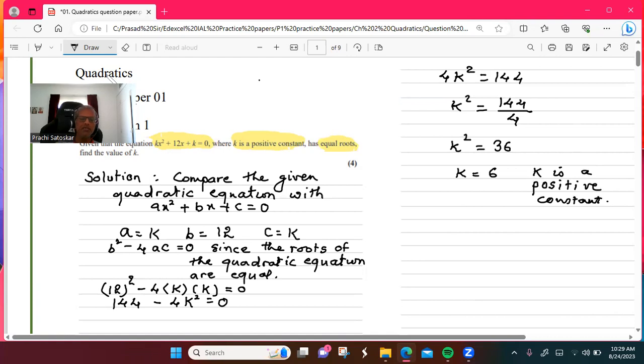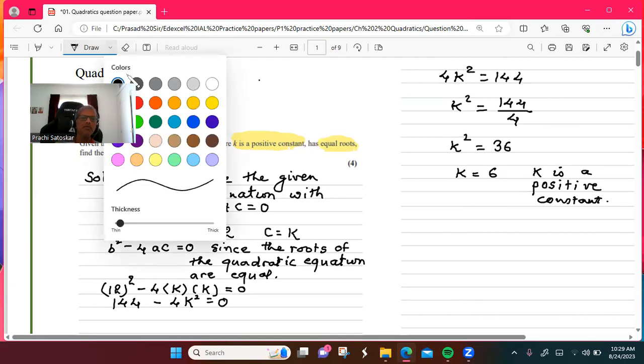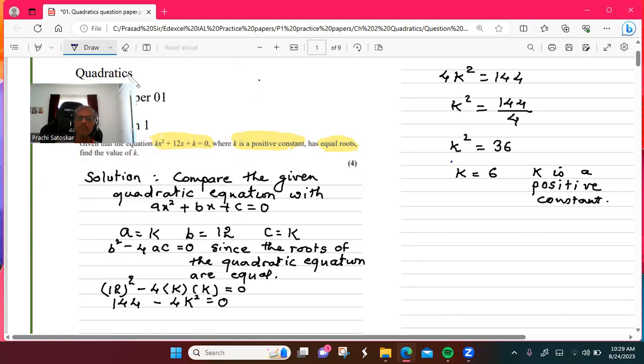So you can see here how I have presented my solution. Every new step, I'm starting on a new line. I'm not mixing up my steps. And one more thing that I'll suggest you is at the end of the problem, just frame your final answer so that it is clearly visible to the examiner. So wish this part is clear with you.